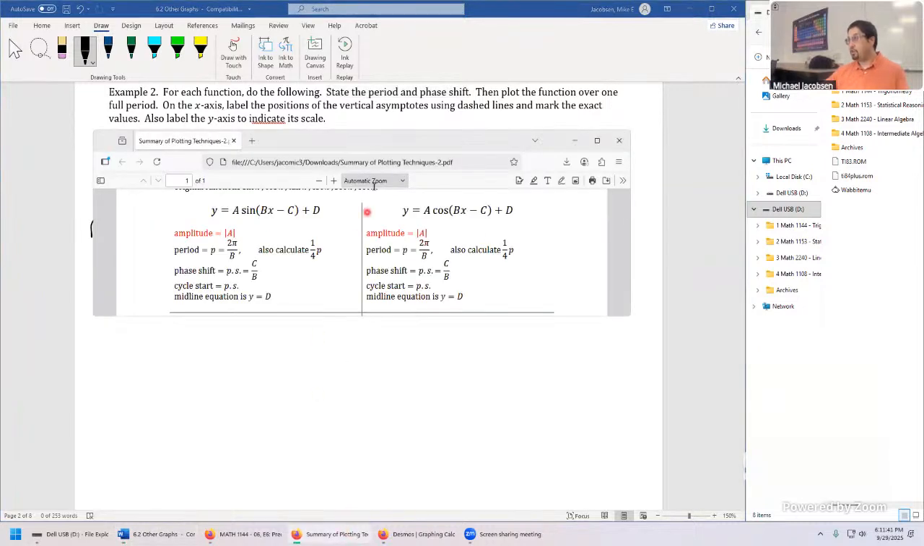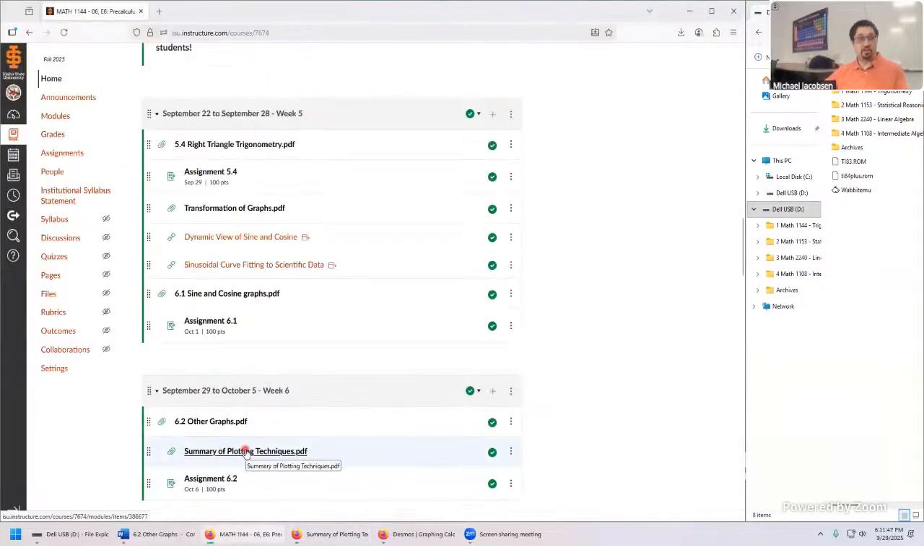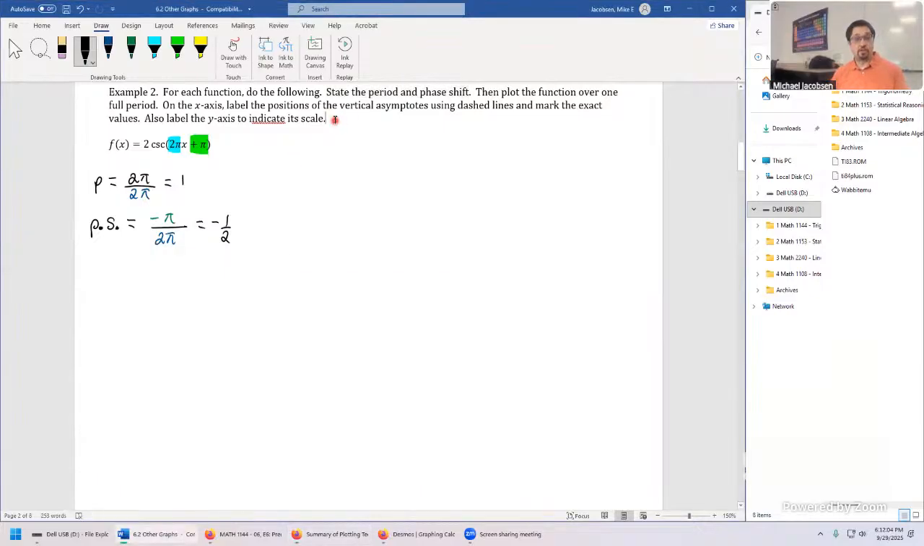Well, so far, we look at the notes from the Canvas website on the summary of applied techniques. By the way, I moved it down to the 6.2 section just to make it more readily available. We really didn't change the formulas at all. We still use the same formula for period, same formula for the phase shift. And now we want to do the cycle start, find out where it ends, and begin plotting the cosecant function.